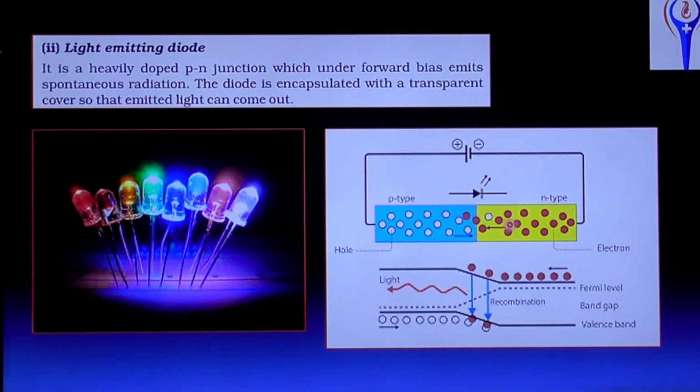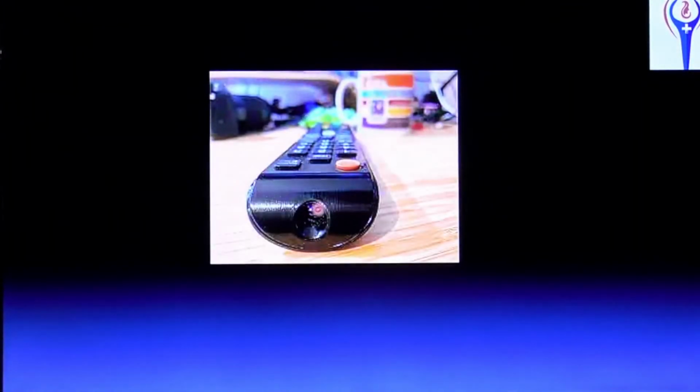Okay, this is the circuit symbol, and this is an energy level diagram for an LED. And this is an IR LED. I already said, in our remote at the front point there is an LED, an infrared LED.